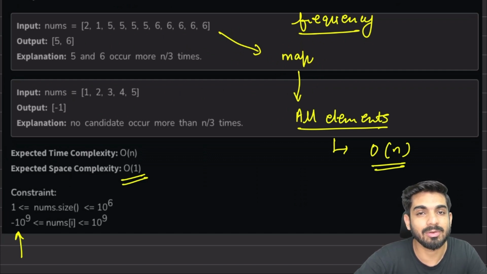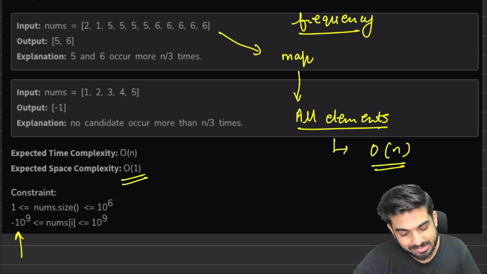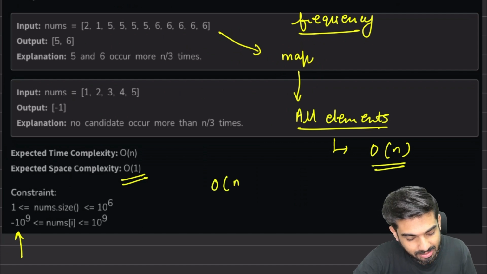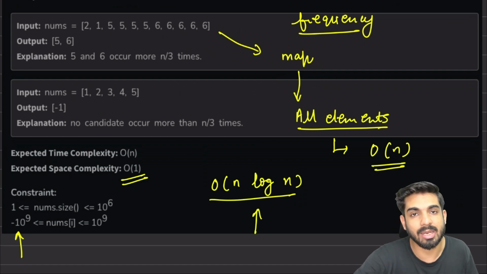You could have done it this way also: sort the array and then use a two-pointer approach in order to find the frequency of an element. Even that would have worked, but while sorting the array, the time complexity will be n log n. Even that approach won't work, right? Correct. So the most optimal approach will be using Moore's algorithm. So let's try to see that.